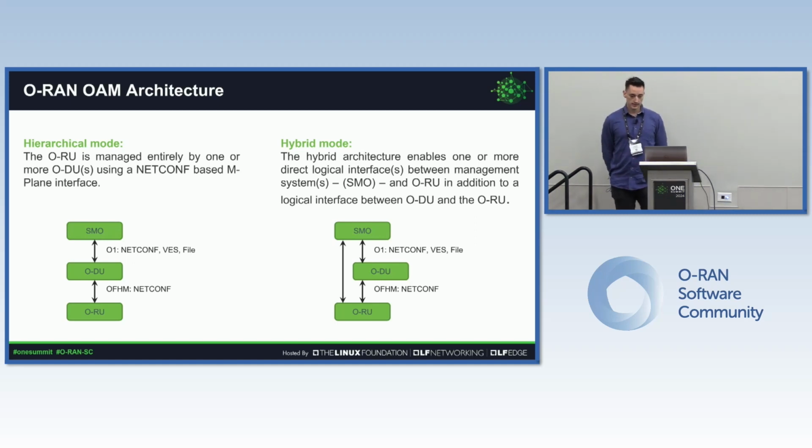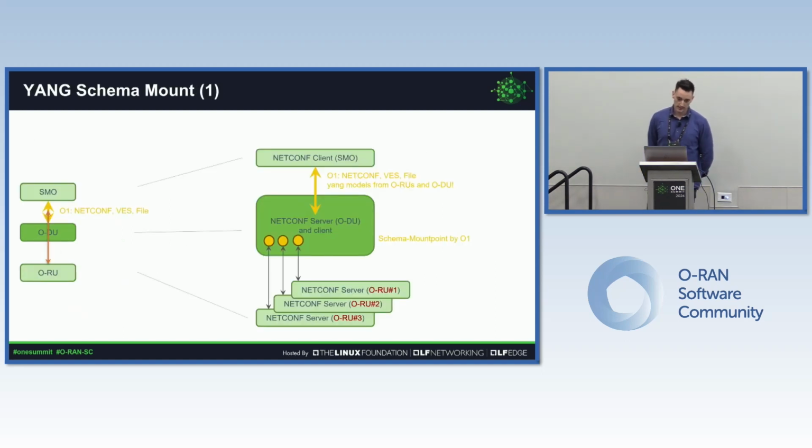But we can see in both these cases the SMO has access to the ORU through the ODU, so it can manage the ORU through the ODU. The data tree exposed by the ORU needs to be embedded in the ODU somehow. And how that is done is through the exact mechanism I was talking about, called YANG schema mount. In NETCONF, YANG is used for modeling the data which is exposed by the network functions. So we have the ORU exposing its Open Fronthaul M-plane YANG models, and those are read by the ODU, and the ODU exposes its O1 YANG models to the SMO through the O1 interface.